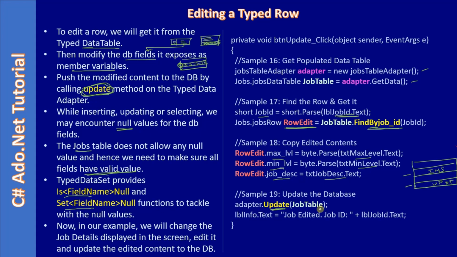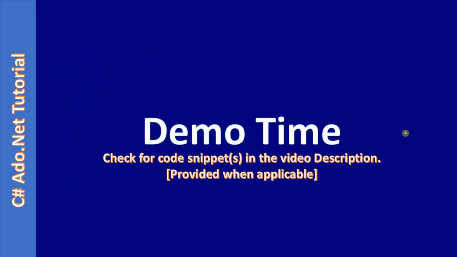Since here we are handling the update, we state that job edited and we display the edited ID. Alright, this specific row identified by the job ID is edited. That's what we are displaying. Alright, now let's go to the demo.